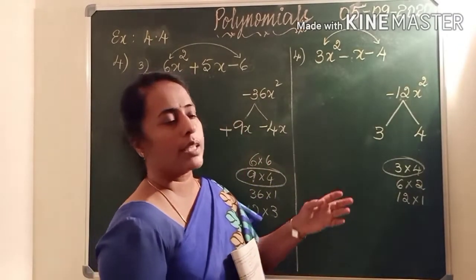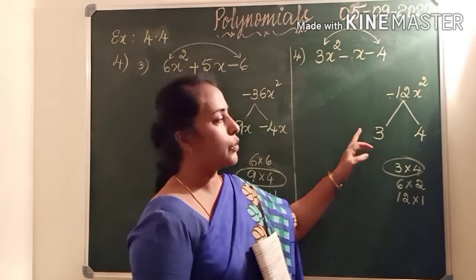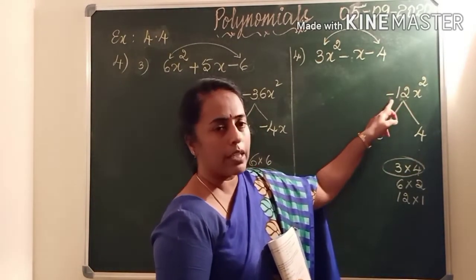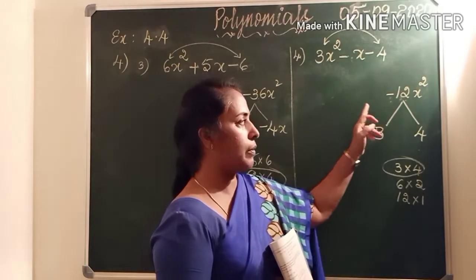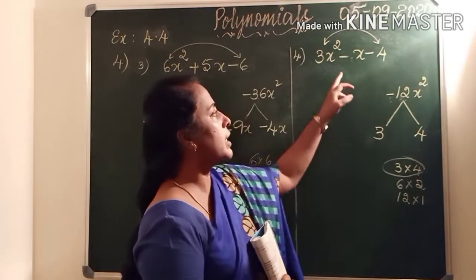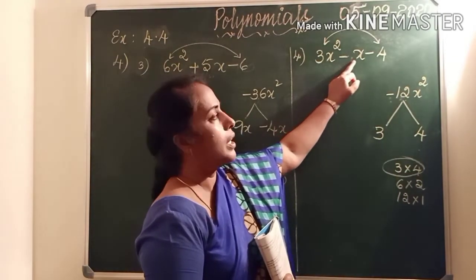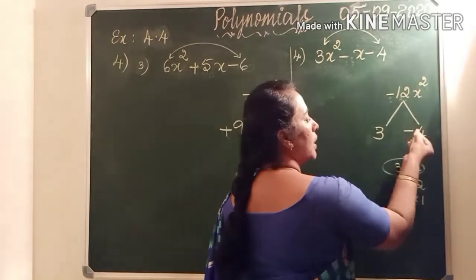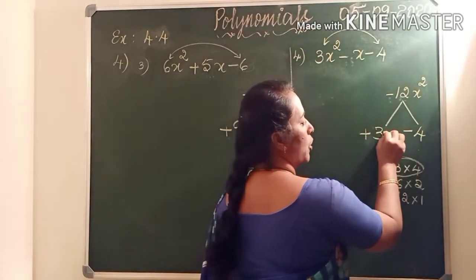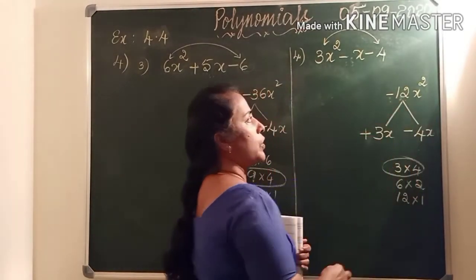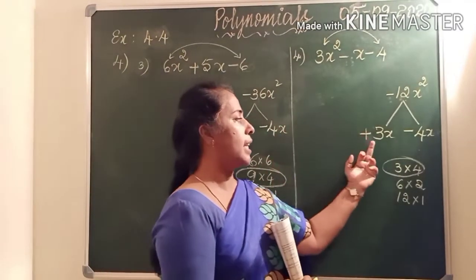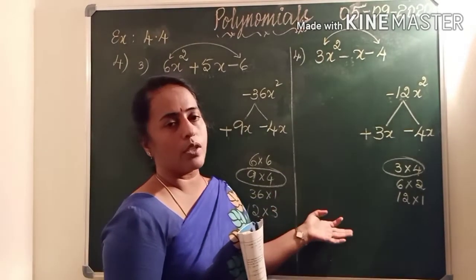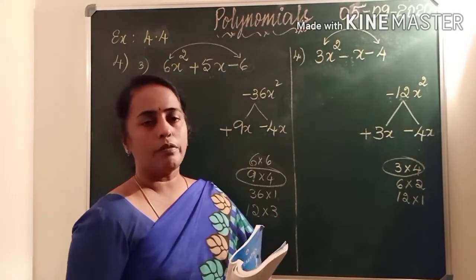Now you have to put the sign for these two factors. For that you should see the sign of the product. Your product is having minus. So since it's having minus, you have to subtract. Now see the sign of the middle term. Here the middle term is having minus. That must be put for the greater number and opposite sign for the smaller number. So here, x. The middle term can be split as plus 3x and minus 4x. So continue the procedure and get the factors.